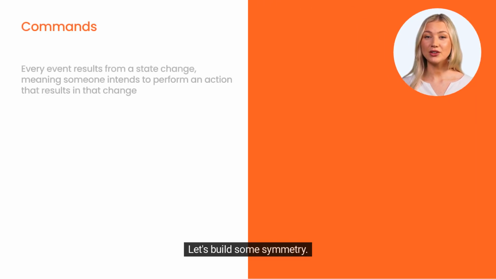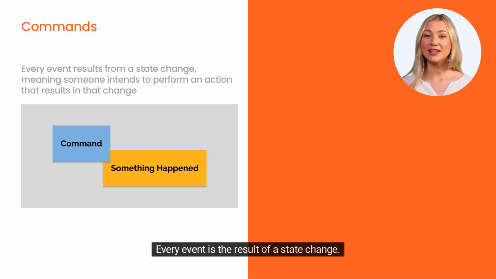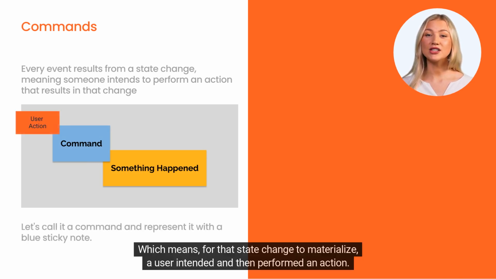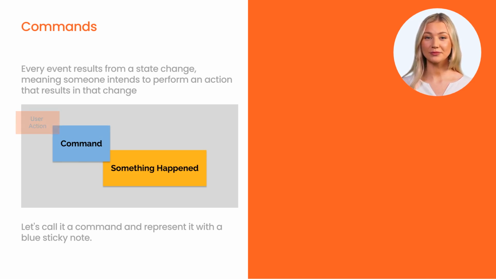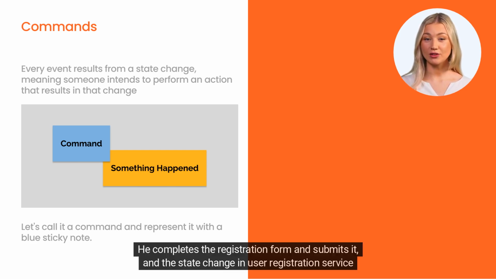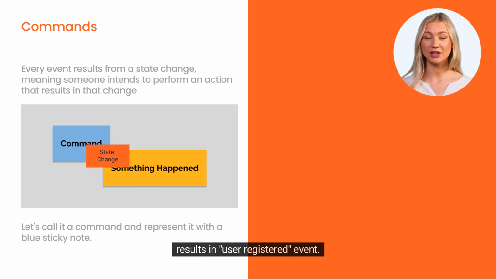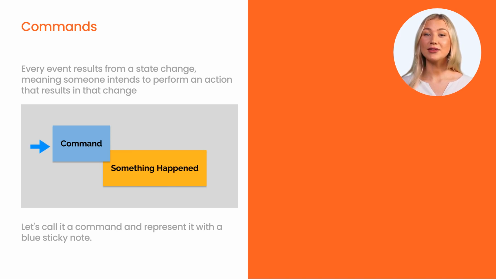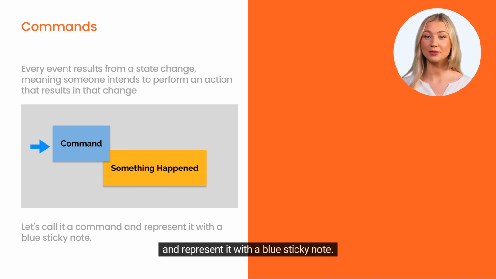Let's build some symmetry. Every event is the result of a state change, which means for that state change to materialize, a user intended and then performed an action. For example, Alex plans to register as a user. He completes the registration form and submits it, and the state change in the user registration service results in a user registered event. Let's call this user intent or action a command, and represent it with a blue sticky note.